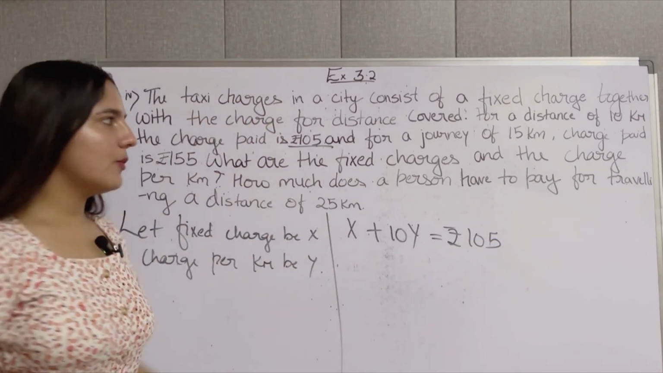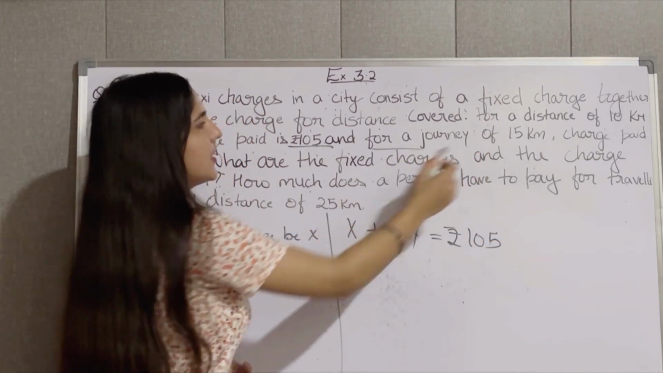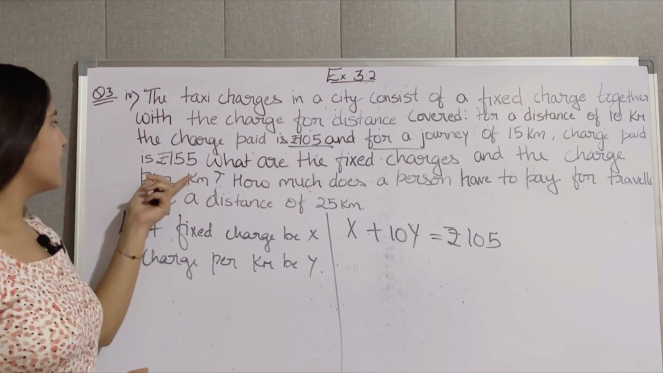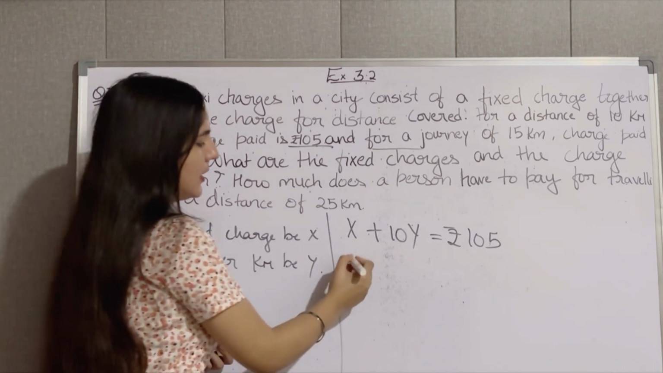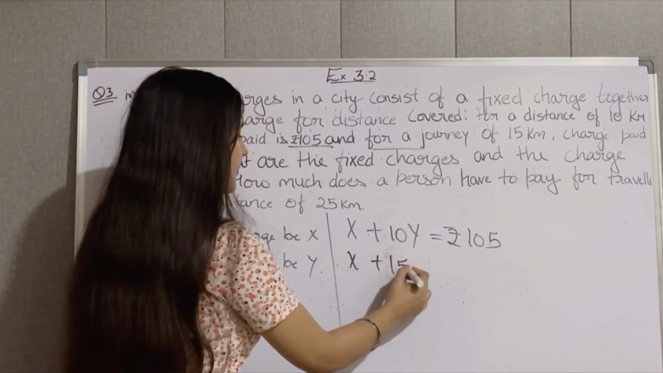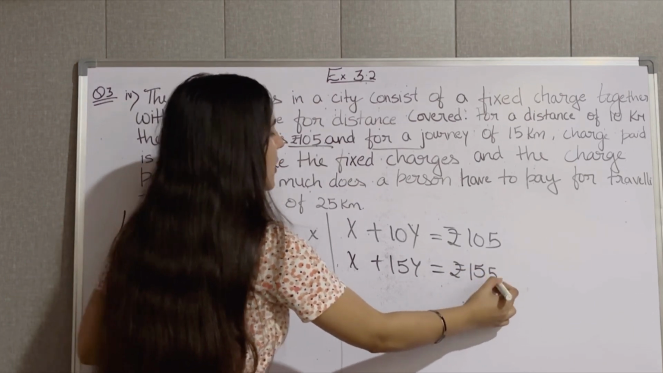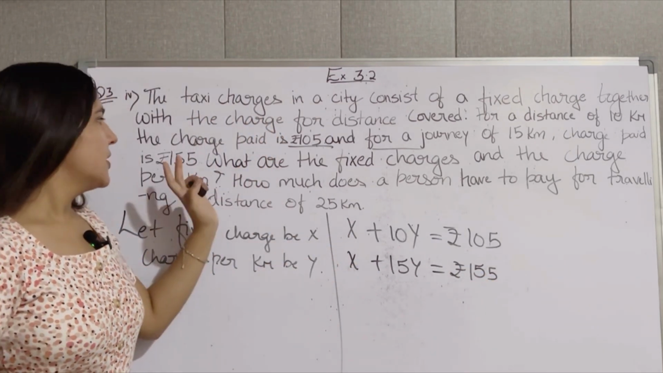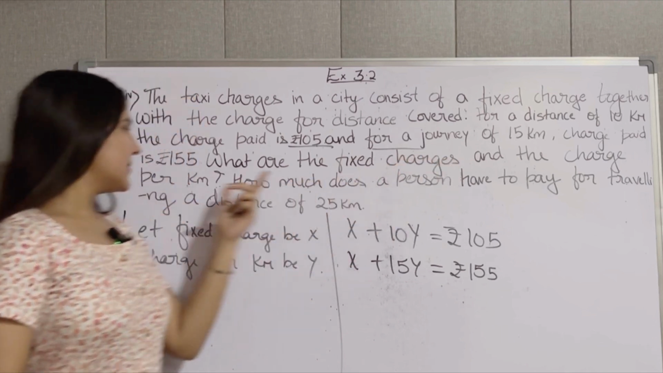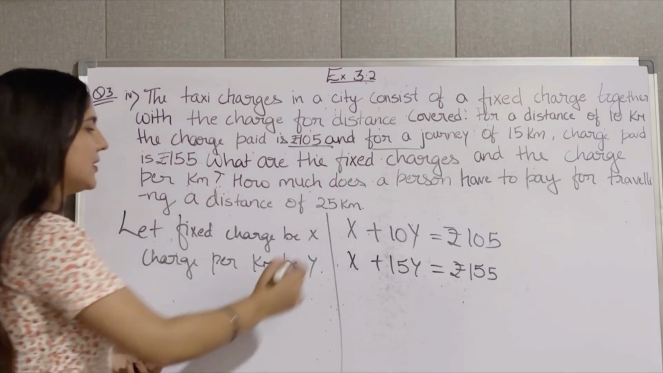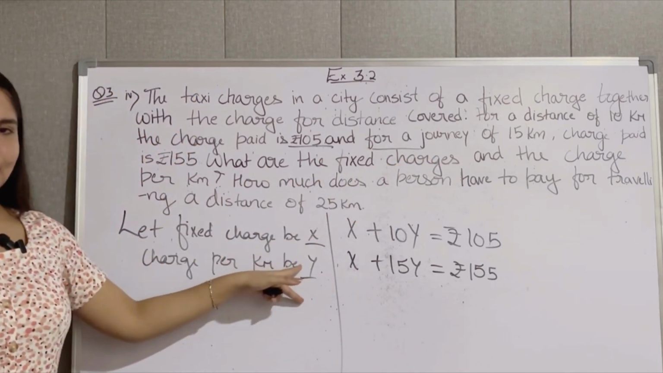In the same way we make the second equation. Then they are saying for a journey of 15 kilometers the charge paid is rupees 155. So x plus 15y is equal to rupees 155. So we got our two equations. The question is asking what are the fixed charges and the charges per kilometer, that is, we need to find the values of x and y first.